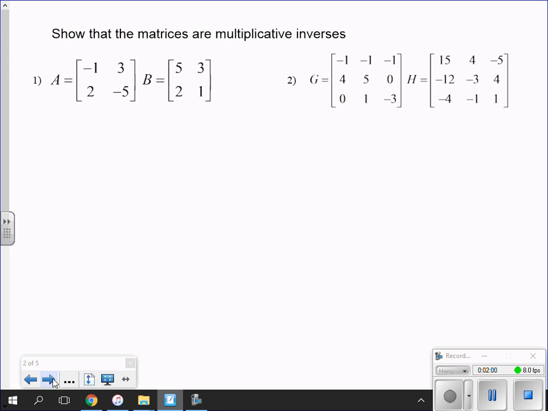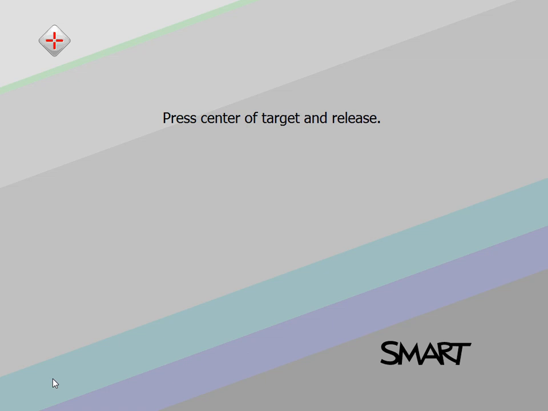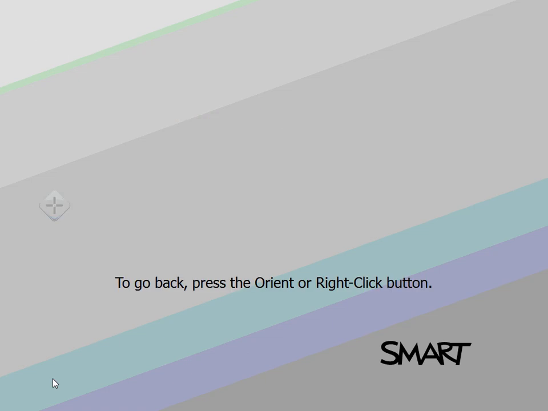Okay, so show that the following ones are multiplicative inverses. So here's what you do. You multiply A times B. And hang on a second, here we go. Got to do this again. Because, man, this sucker's dying on me.